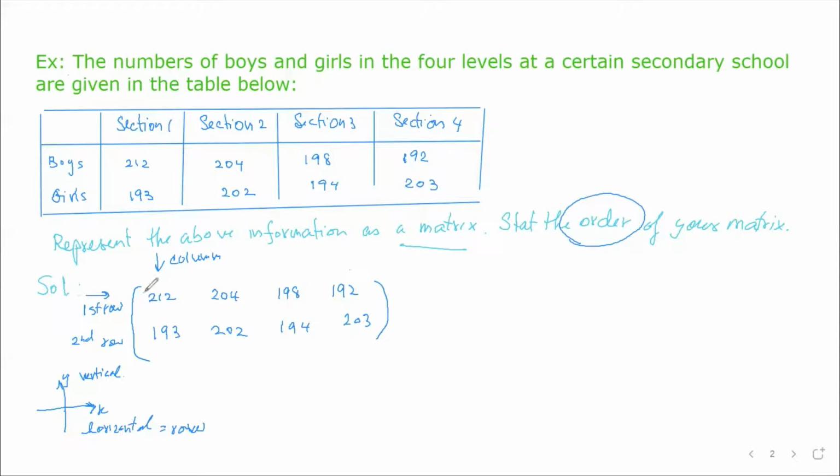So in this one, how many rows do we have? 2 rows, 1 and 2. So the answer for the order is 2 times, and how many columns? 1, 2, 3, 4. So the order answer is 2 times 4, I mean 2 by 4. You read it as 2 by 4. And that represents the information as a matrix here. That means this part. Okay, so that's all for this one.